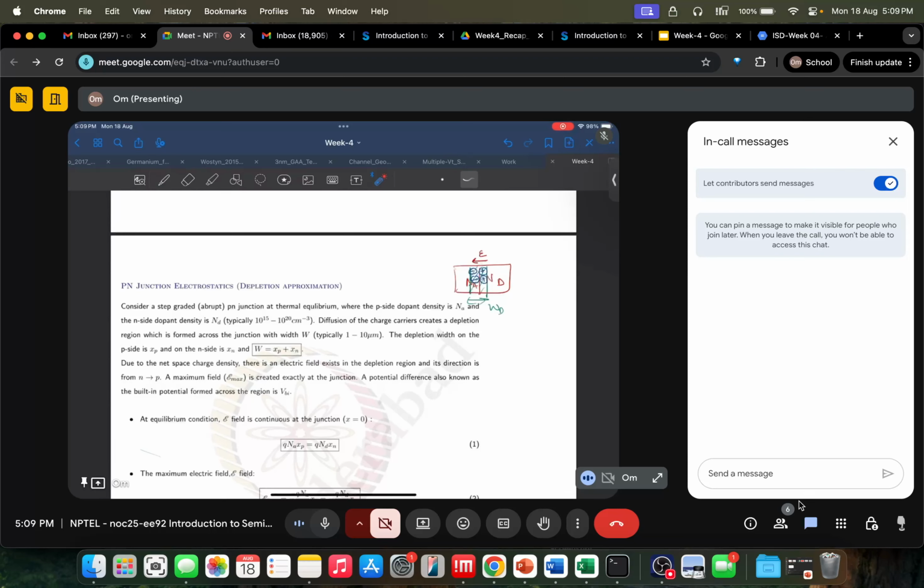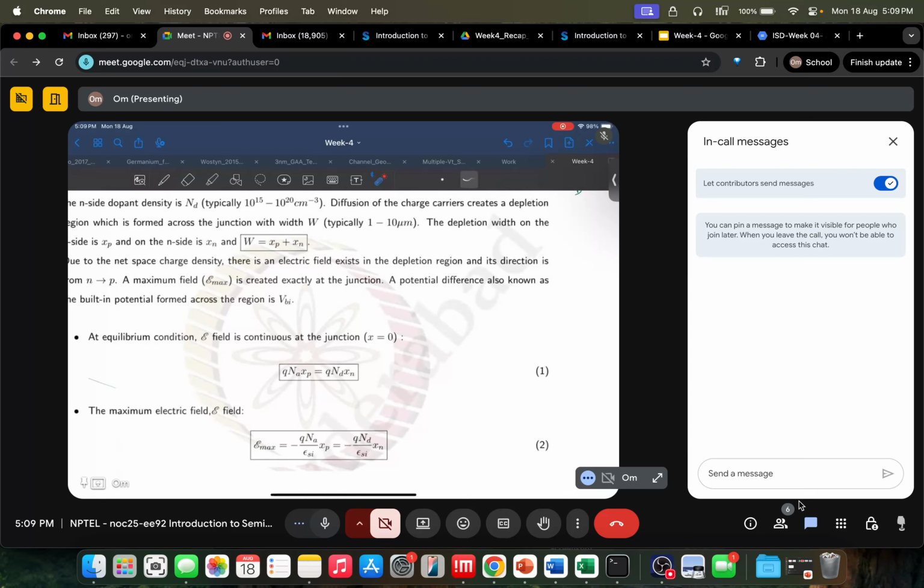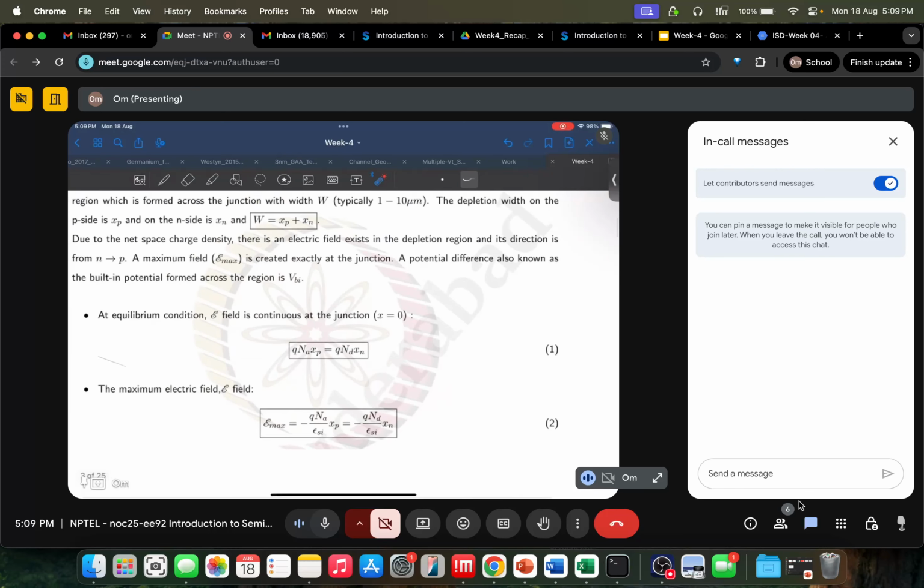At equilibrium condition, the electric field is continuous at the junction at x equals 0. This is x. So at x equals 0, the electric field is continuous. And we have the charge neutrality condition: NAXP equals NDXN. And the maximum electric field is given by QNAXP by epsilon equals QNDXN by epsilon. This is the maximum electric field.